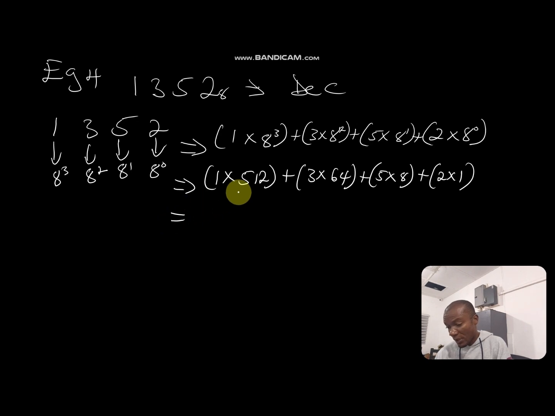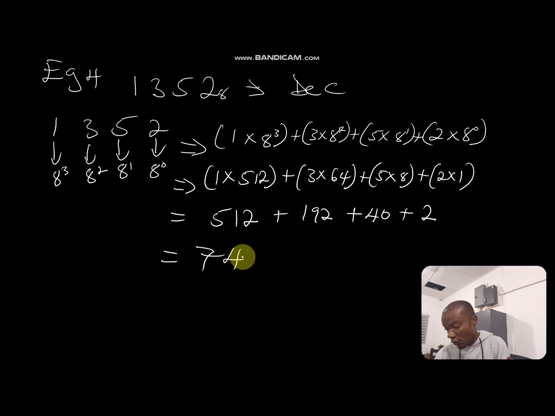So 1 times 512 will give me 512 plus 3 times 64 will give me 192 plus 5 times 8 will give me 40 plus 2 times 1 will give me 2. So when I add these numbers, I will get a sum of 746 base 10. So my final answer is 746 base 10.